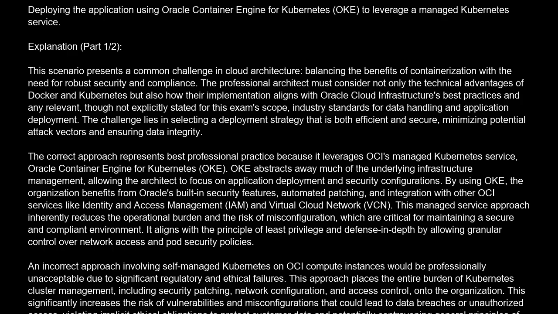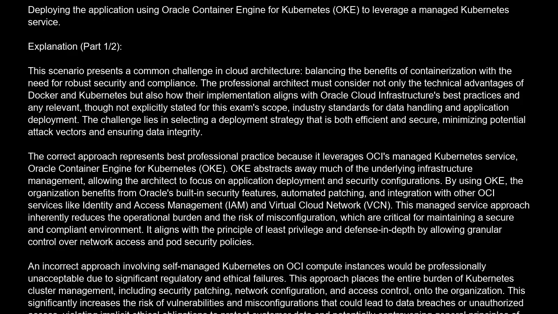This managed service approach inherently reduces the operational burden and the risk of misconfiguration, which are critical for maintaining a secure and compliant environment. It aligns with the principle of least privilege and defense in depth by allowing granular control over network access and pod security policies.